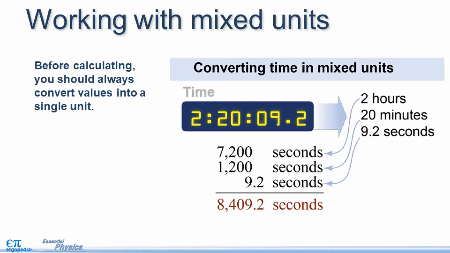When working with mixed units, you need to convert all to the base unit. So before calculating, you should always convert values into a single unit. Notice here we have 2 hours, 20 minutes, and 9.2 seconds. We convert the 2 hours to 7,200 seconds, the 20 minutes to 1,200 seconds, and then we add those two to the 9.2 seconds. That gives us 8,409.2 seconds. Notice how all the units are the same and they are all the base unit of time, which is a second.